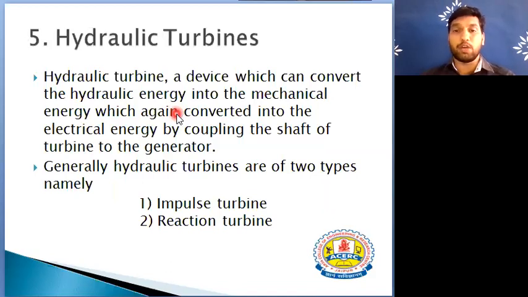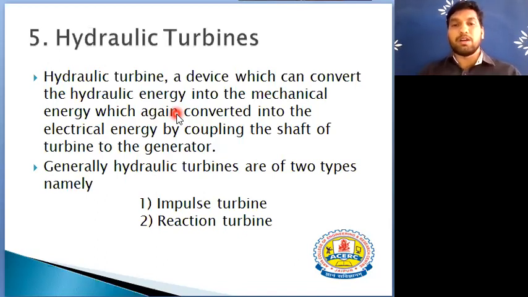Next, hydraulic turbine. The hydraulic turbine is one of the most important parts of a hydroelectric power plant, and it is coupled with a generator. As we all know, the water stored in the reservoir has potential energy, and this potential energy is converted into kinetic energy when the water comes out from the penstock with the help of a nozzle or a jet spray.